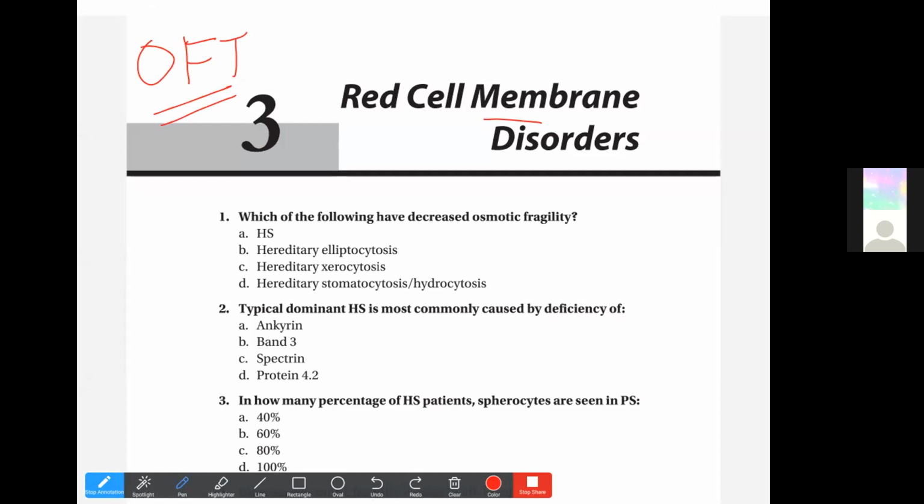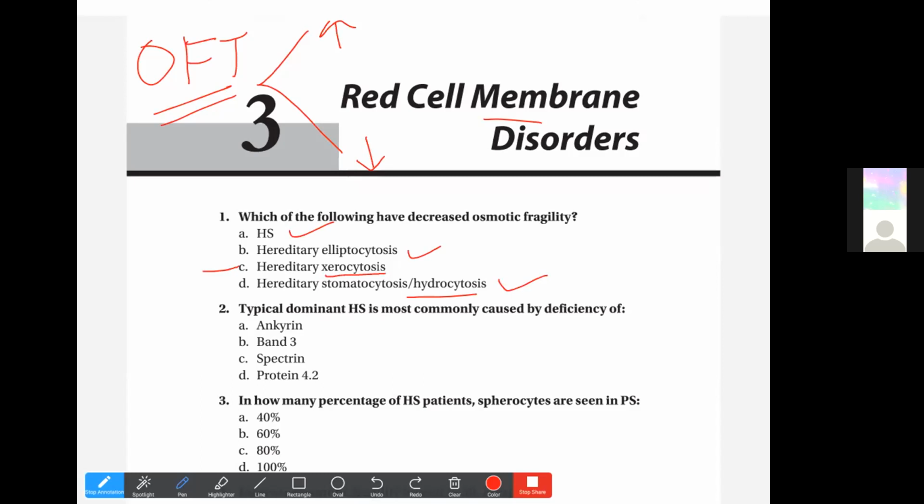Also, we mentioned that different forms of membrane disorders, mostly these forms, hereditary spherocytosis, hereditary elliptocytosis, and hydrocytosis or the overhydrated form of stomatocytosis, show increased osmotic fragility. Decreased osmotic fragility is seen with hereditary xerocytosis or the dehydrated form.